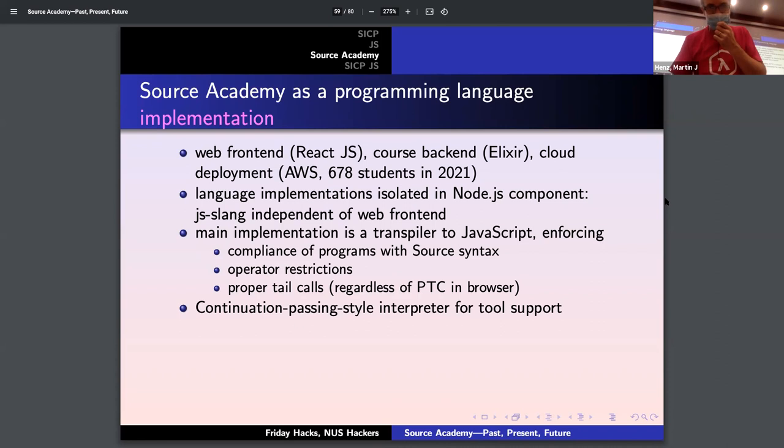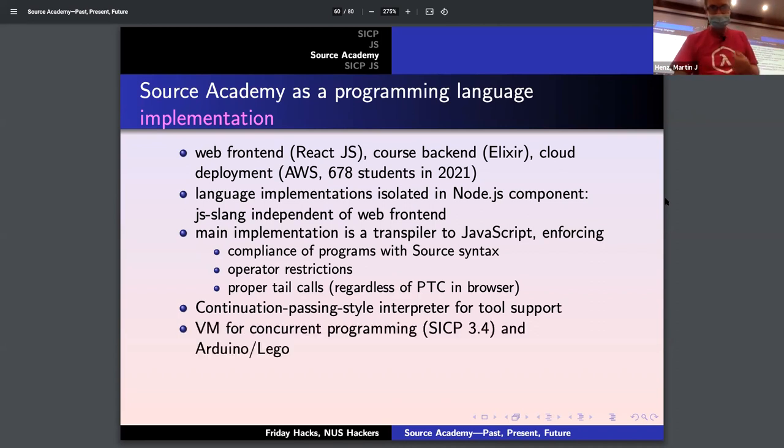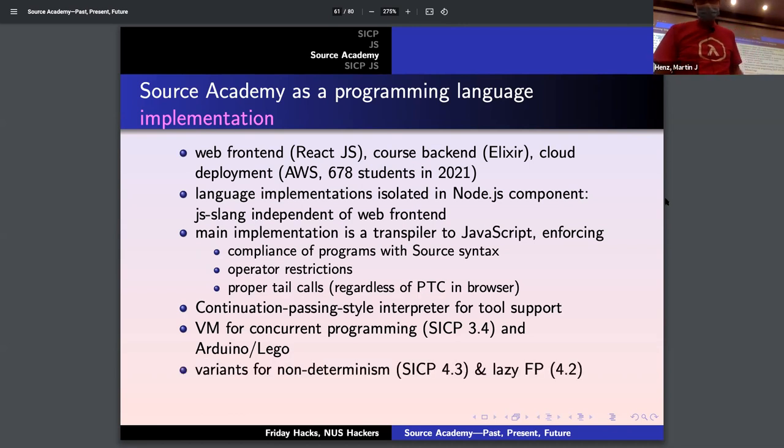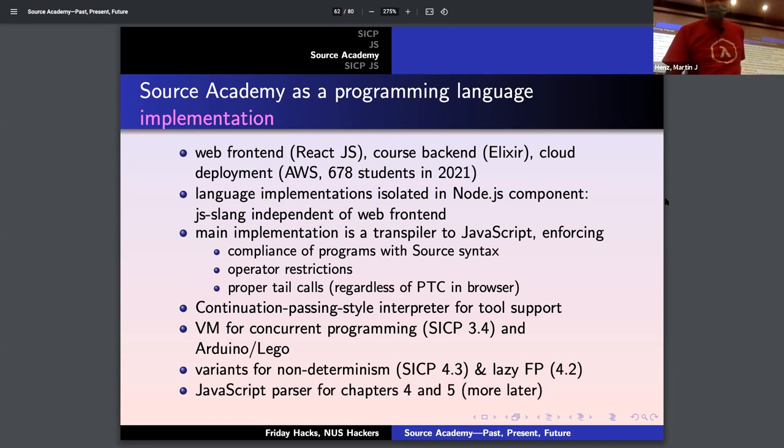We also have other implementations for various tools. You're probably familiar with this environment model visualizer. For that, we use an interpreter, and we also developed a virtual machine for running source, and we use that for our Lego Mindstorms component of the course that some of you are familiar with. We have various language extensions that are also developed in this js-slang implementation effort. All right, we also have an experimental compiler to WebAssembly, and that's our fastest implementation at the moment. So we can translate source on the fly to WebAssembly and run it in the browser. And that gives us a speed up of another factor of 20 or something like that.